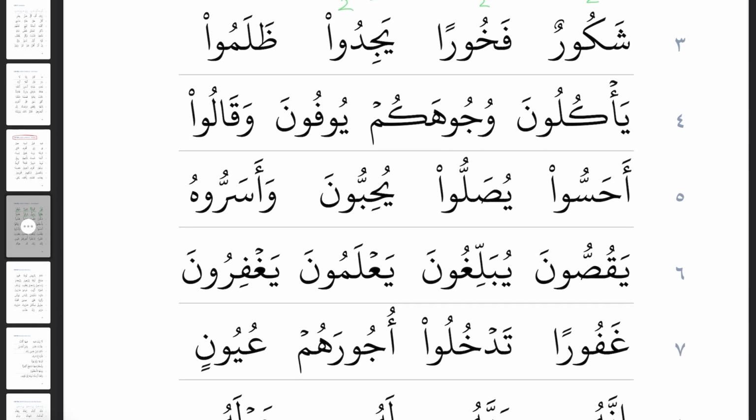Line 3. Sha, ku, run. Fa, khu. There's our 2 count stretch. Run, because of the 2 fathas. And remember, when we have 2 fathas, we ignore this alif. We pretend it's not there. We don't pronounce it. Then we have ya, ji, do. There's our 2 count stretch there. Va, la, Mu.